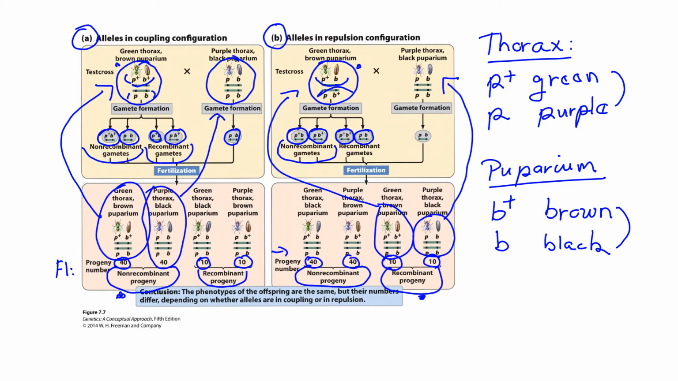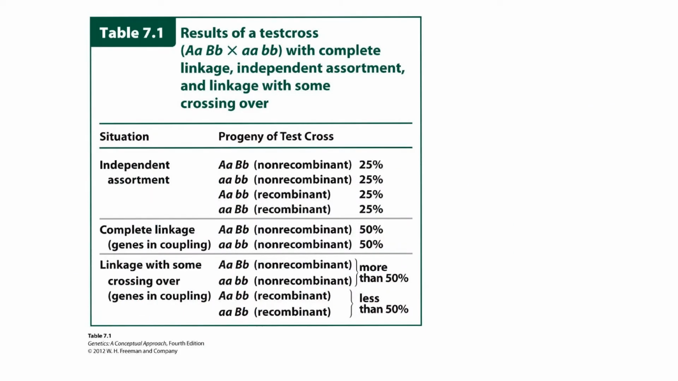So keep in mind that the offspring of a test cross with linked genes, the offspring which resemble parents or which carry parental phenotypes, are not always non-recombinant. They can be non-recombinant or recombinant depending on how the alleles of these two linked genes are arranged on the homologous chromosome. This table just summarizes everything we have discussed up to now, and it shows the result of a test cross with either independent assortment or linked genes.